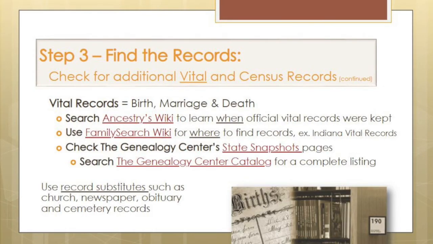When searching for vital records, remember that birth and death certificates were not that common in the 1800s. Check the Family Search and Ancestry's Wiki for more details. Also remember to check the Genealogy Center's State Snapshot pages, which highlight our collection. Or, for a complete listing, search the Genealogy Center catalog.